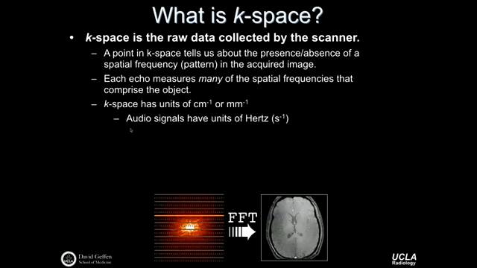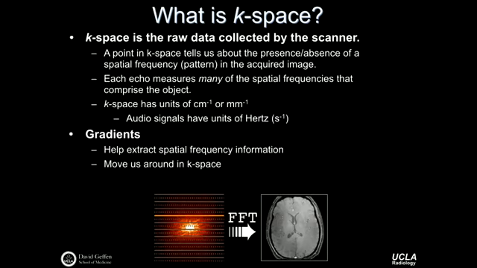K-space has units. I like keeping track of units, and it's either going to be in inverse centimeters or inverse millimeters. So this is why we call it spatial frequency. If we talk about temporal frequencies, which is what most people think of when they talk about frequencies, it's just 1 over time. And here we're just talking about 1 over space. So how many periods are there for the field of view? Is it high spatial frequency or low spatial frequency?